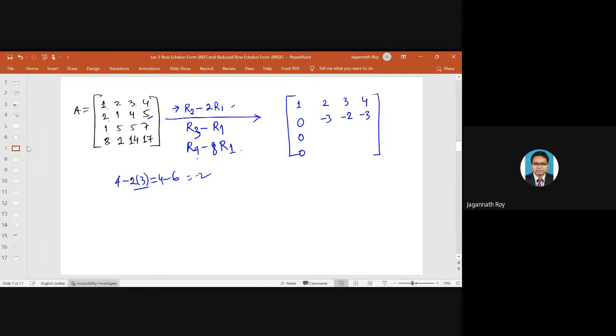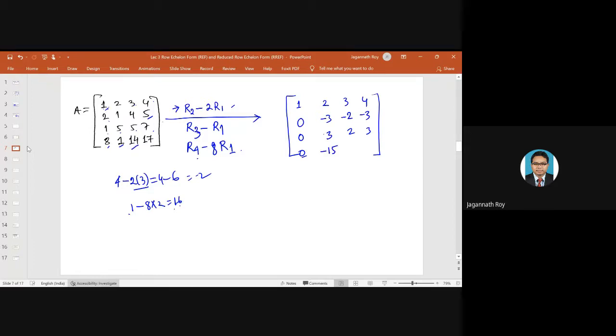And then 1 minus 1, 0. 5 minus 2, 3. 5 minus 3 becomes 2. 7 minus 4 becomes 3. Then 8 minus 8 into 1, 0. So 1 minus 8 times 2. So this becomes 16. 1 minus 16. So this becomes minus 15.